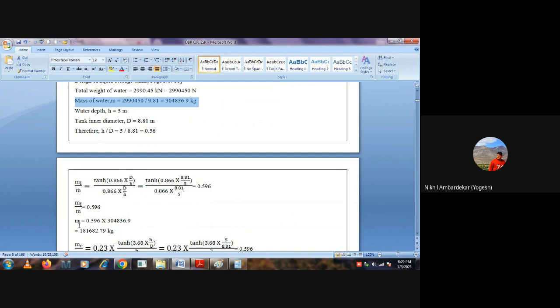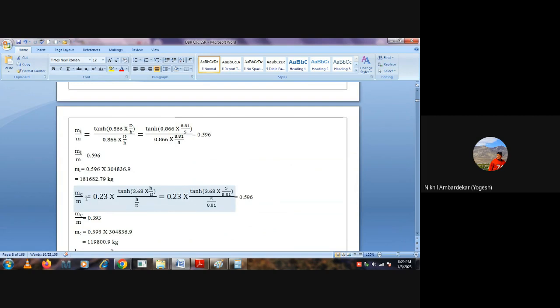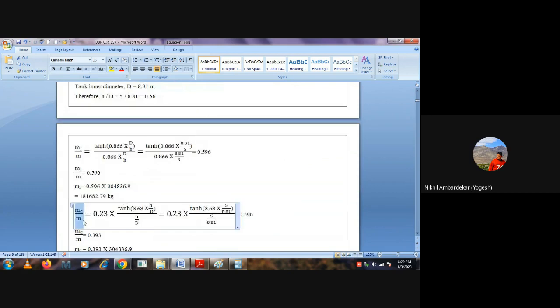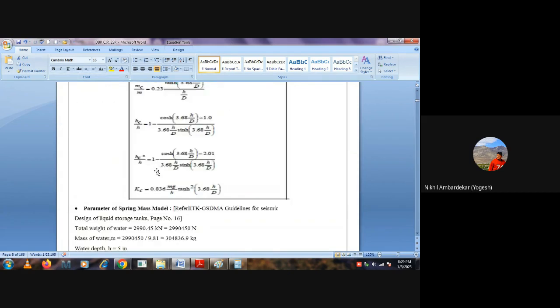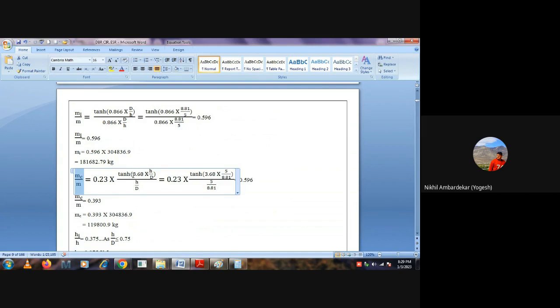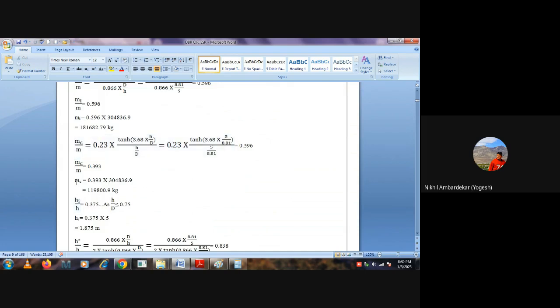On the same basis, we have to calculate the convective mass. For that, what is the formula? mc upon m is equal to 0.23 tanh(3.68 h by d) divided by h by d. Based on that, we get the value of the convective mass. Remember, the unit of mass is kg. This way we are getting the convective mass and impulsive mass of the water.